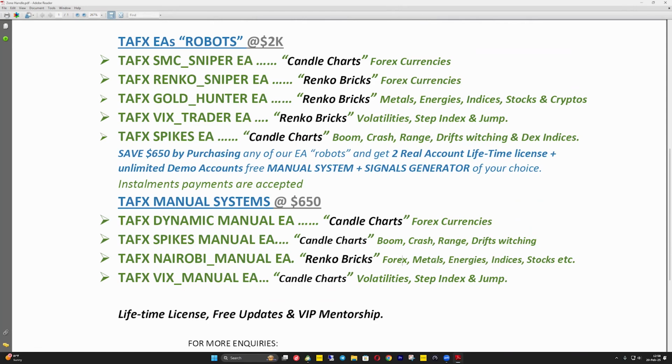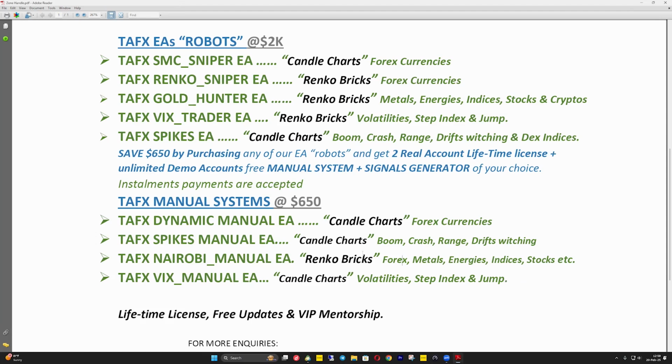So that's why we have Forex, metals, energies, indices, stocks, and cryptos. You can trade everything with this TFX Nairobi manual EA, which is based on a combination of RENKO and candle charts. We have the TFX VIX manual EA. This one is for volatility, step index, and other stuff. So this means anything that is in a DERIV platform.